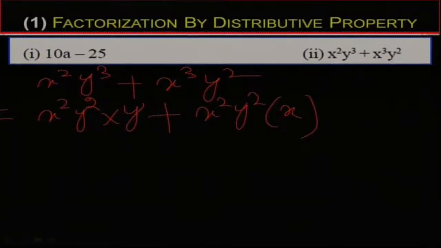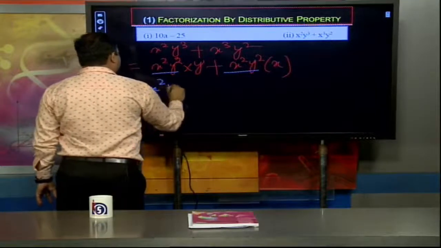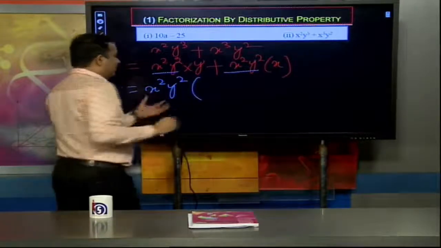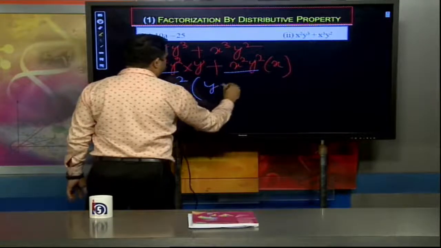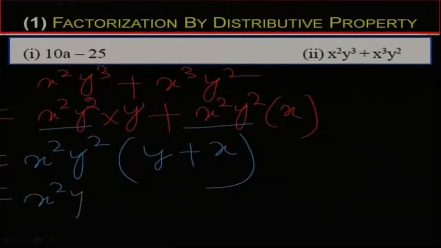So the important thing is you have to find the common quantity. Now x square y square, here x square y square, this is the common quantity, and the common quantity you will take common. So I can write x square y square as common, you will find y plus x, or simply I can write x square into y square into x plus y.